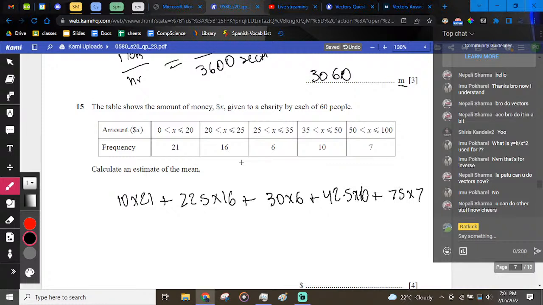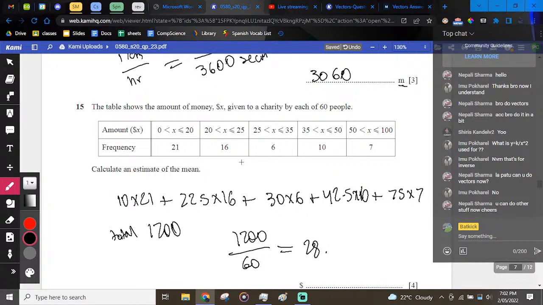Okay, type that massive thing into your calculator carefully, because an error would be disastrous. 42.5 times 10. 75 times 7. Total is 1,700. Not 17,000, 1,700. By 60 people, total. So total divided by people gives your mean, or estimate of it. Divide by 60. $28.